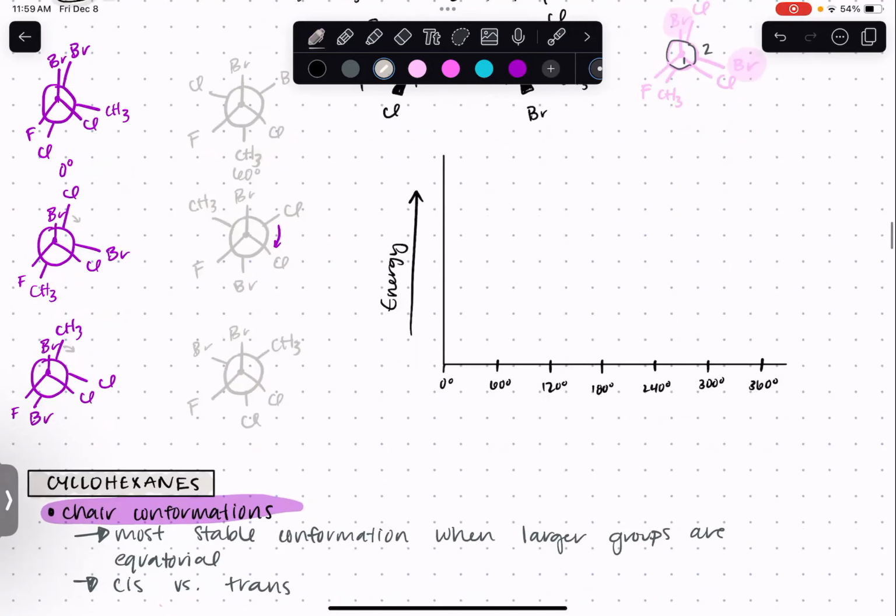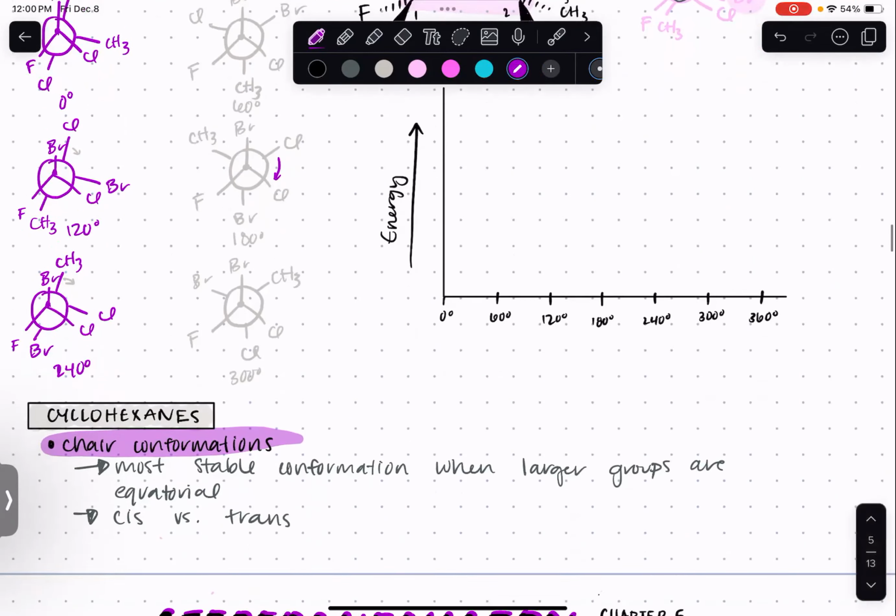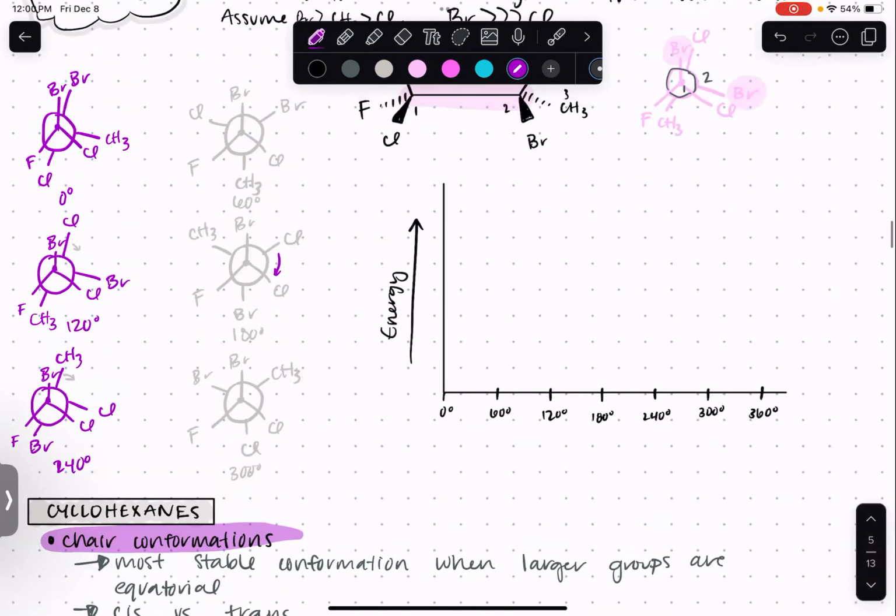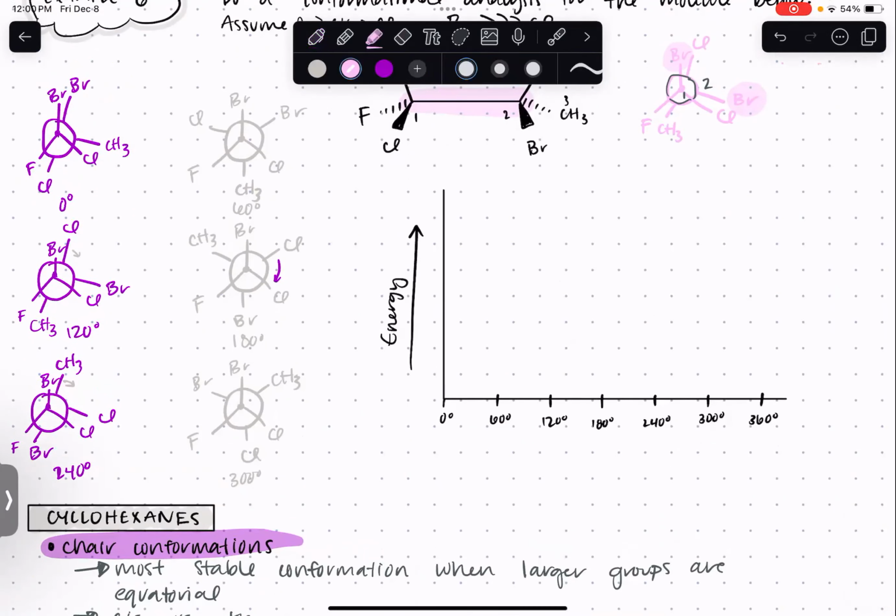Okay. And this is 180, 300. This is 120, and this is 240. So now we have everything drawn out. And the next thing we want to do is recognize our highest energy and our lowest energy conformer. So I already said we started with this one. This one is number 1. So I'm going to put a 1 next to it.